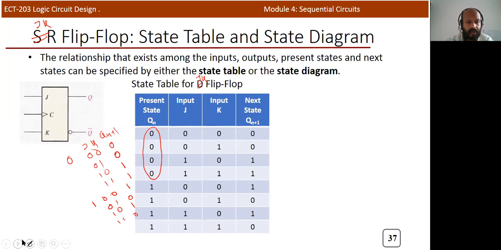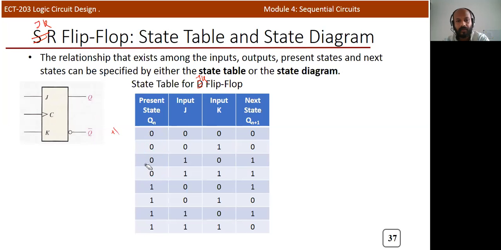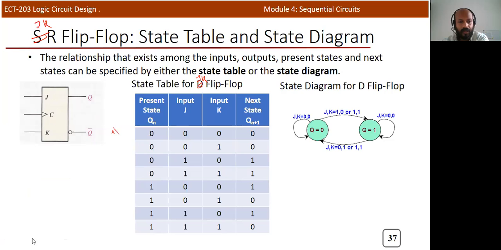And now we need to write the state diagram. In the state diagram, we can see that it's not D flip flop, so please correct it. It's a JK flip flop. Here also.